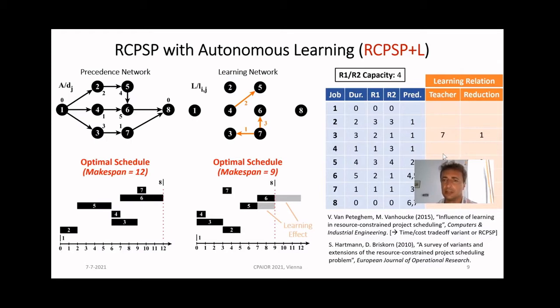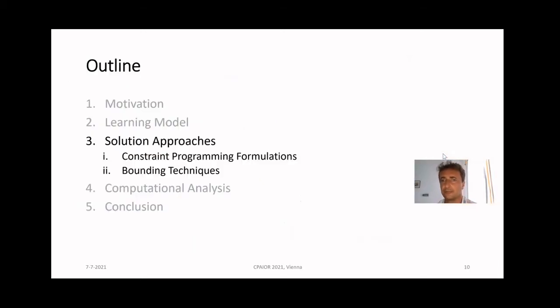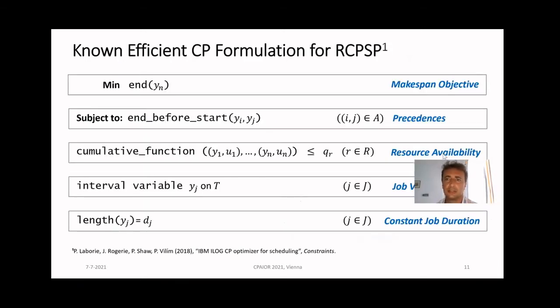And the jobs learning here are only job 5 and job 6 because they are scheduled after 4 and 7 respectively. This is our new model that we'll be using during this work. The solution approaches that we developed are based on constraint programming formulations of the RCPSP.